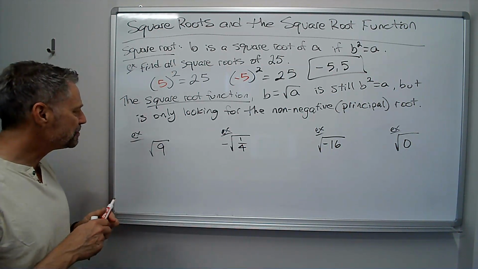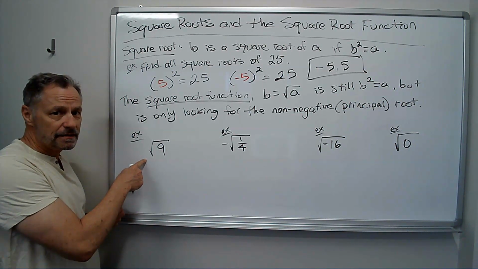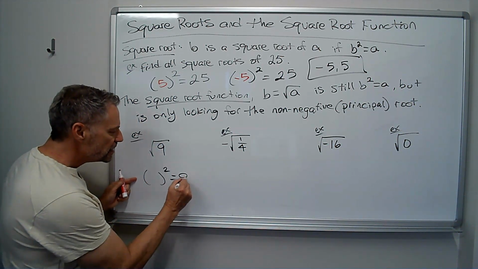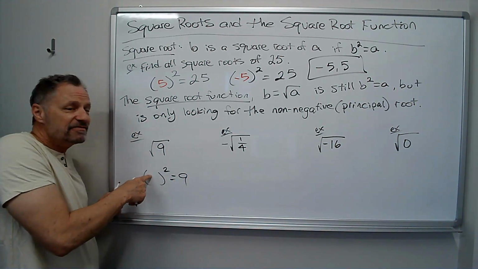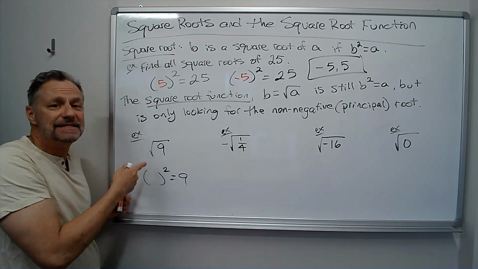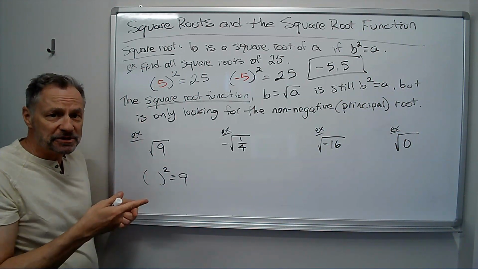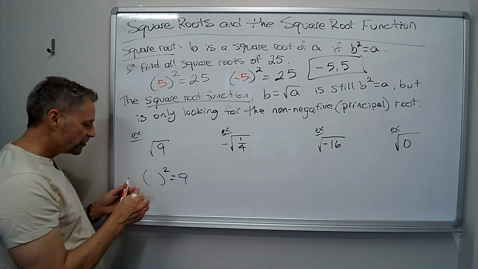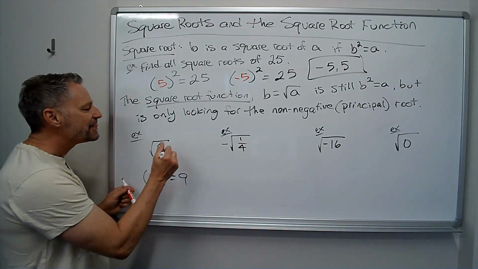So again, examples. If I have the square root of 9, well, I'm looking for numbers that square to equal 9. Negative 3 does, but there's no negative here, so I'm not using negative 3. That's not one of the principal square roots. It has to be non-negative, meaning 0 or positive. Well, 3 works, and that's going to be my answer.